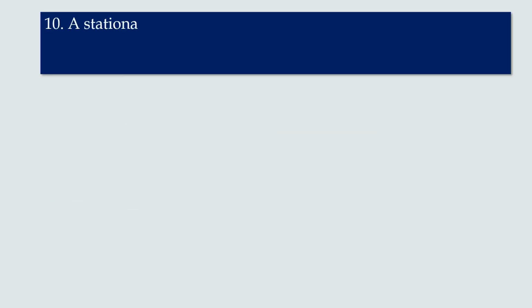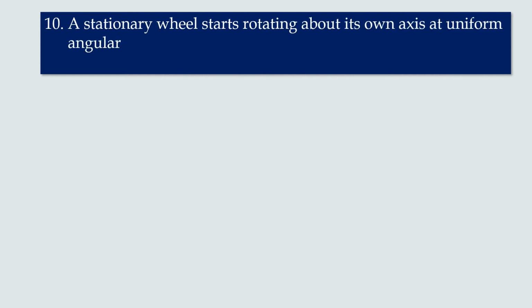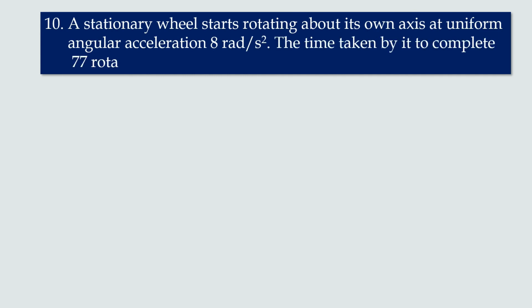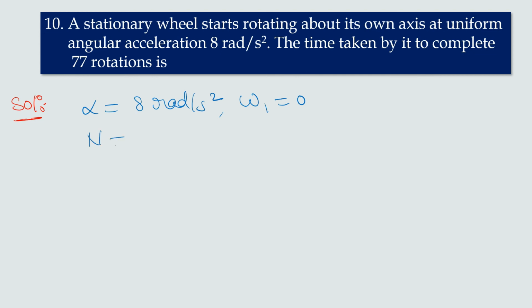A stationary wheel starts rotating about its own axis at uniform angular acceleration of 8 radians per second square. The time taken by it to complete 77 rotations is... here we have to calculate the time taken to complete 77 rotations. Let us go to the solution. Given alpha is equal to 8 radians per second square, omega 1 is equal to 0, and the number of rotations is 77. We have to calculate the time taken.